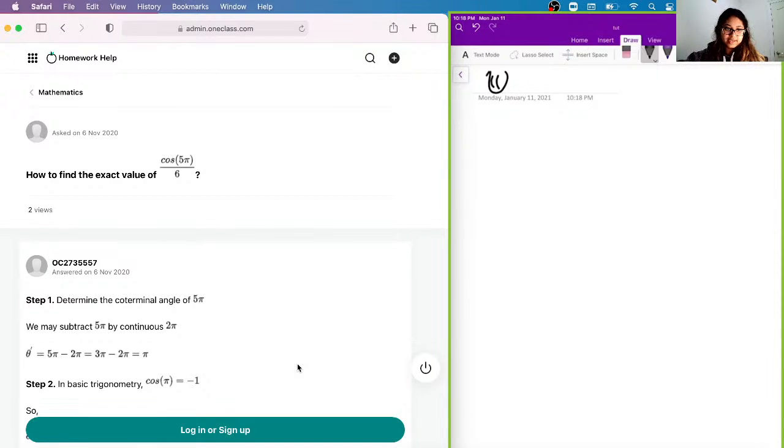Next question says how to find the exact value of cos of 5 pi over 6. Okay, so we have here cos of 5 pi over 6.